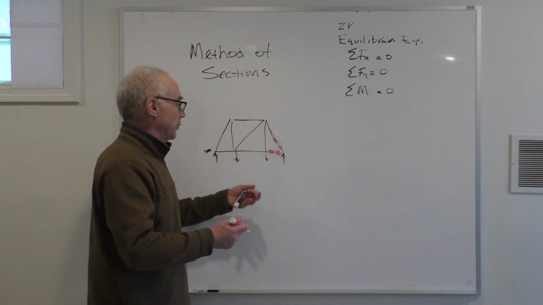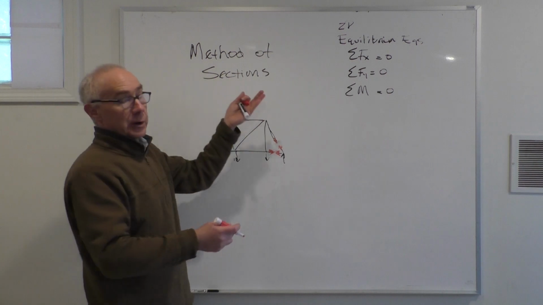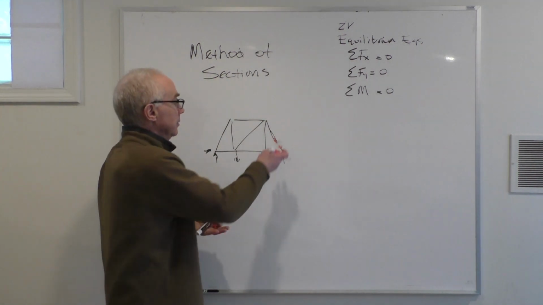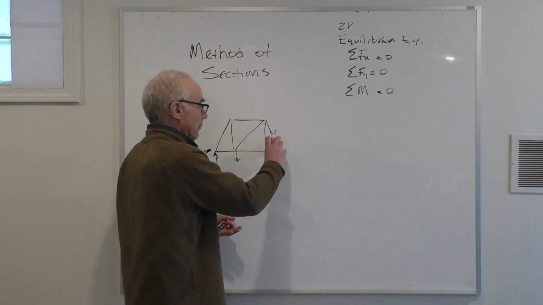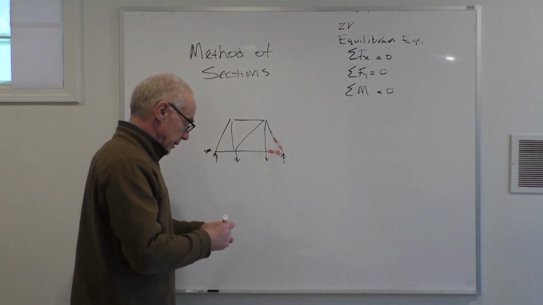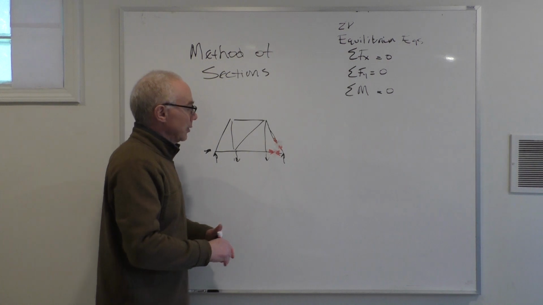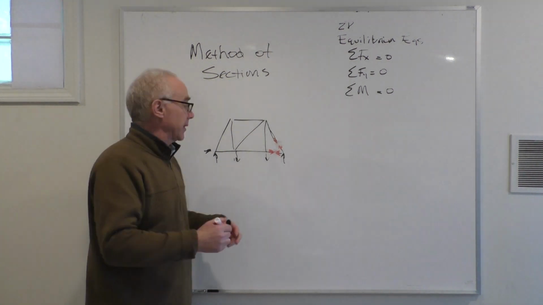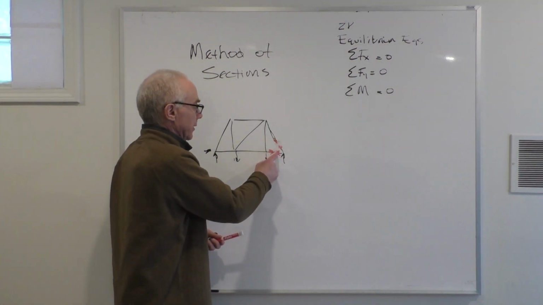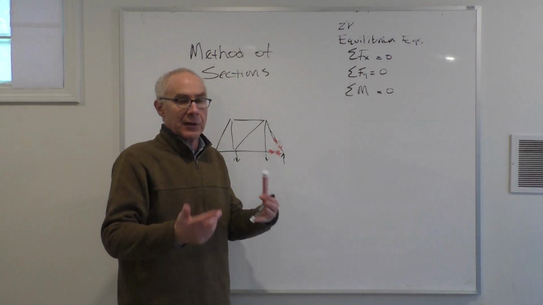So all we've done is we've drawn a section through our truss, and that's where the word comes from. We draw a section through our truss, and then we solve this. And the interesting thing about this is what we're doing is we're taking internal forces, these are essentially internal forces, and we're turning them into external forces.